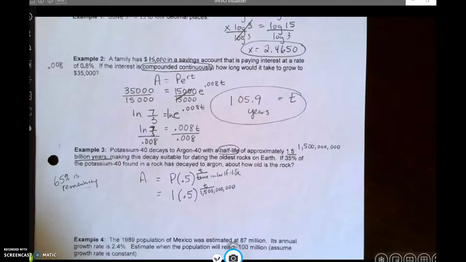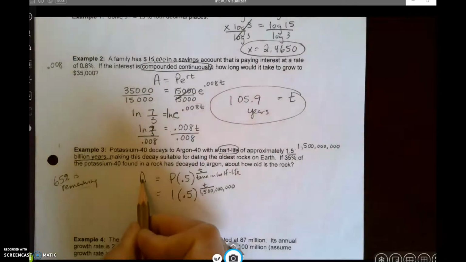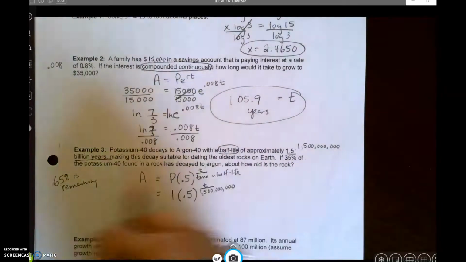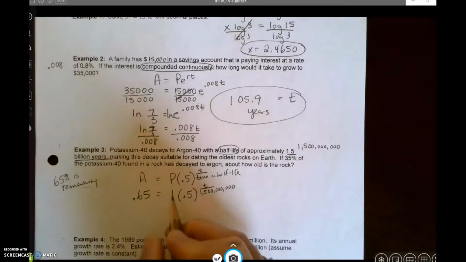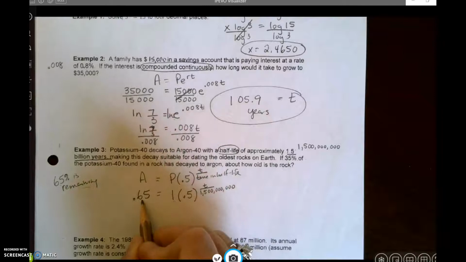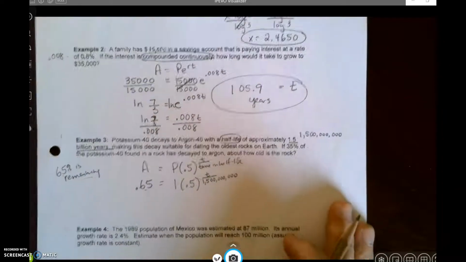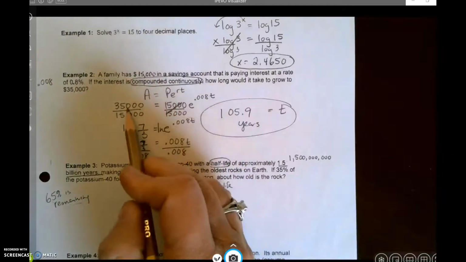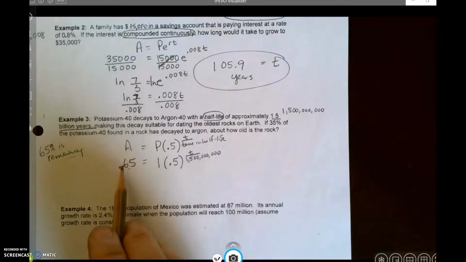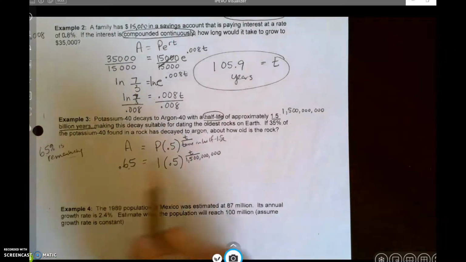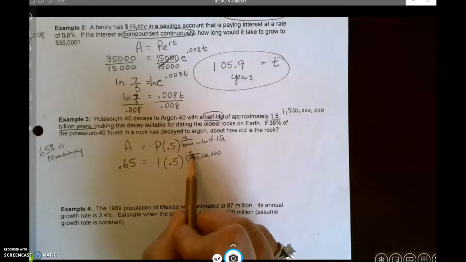1,500,000,000. And we know that we have 65% remaining, or 0.65. We had a whole, and now we only have 0.65. Just like up here, we had 15,000, and now we wanted 35,000. We have one whole rock, now 65%. So we need to solve, and notice that what I'm solving for is in the exponent.